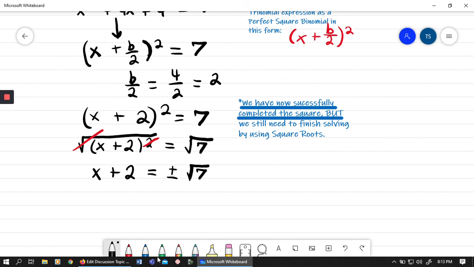Alright, so we've got here plus or minus the square root of 7, and now we still need to completely get x by itself. So let's subtract 2 on both sides. Minus 2, minus 2. Okay, so who's going to say the square root of 5 here? You better not. Remember, you cannot combine this square root of 7 with a minus 2. The only thing that you can combine with the square root of 7 is something else that has the square root of 7.